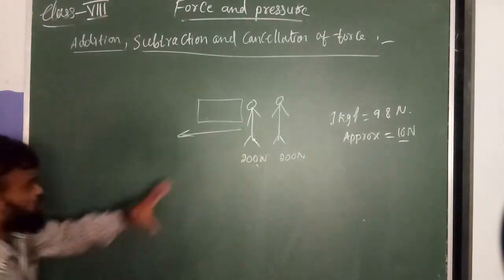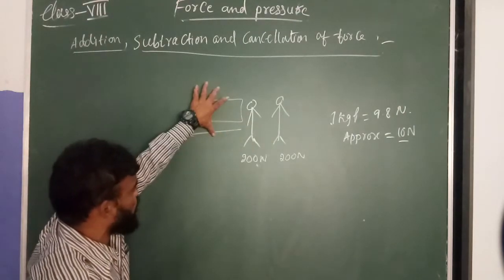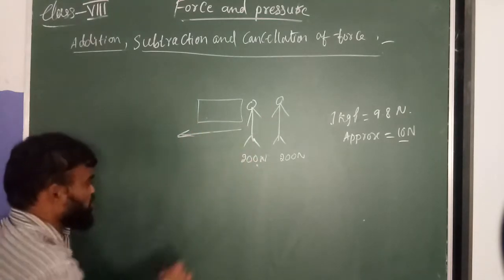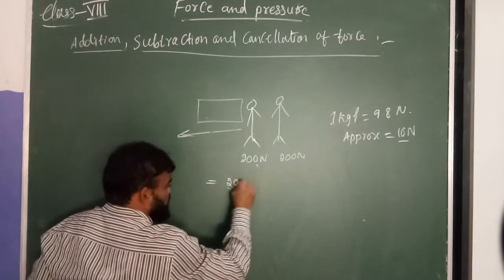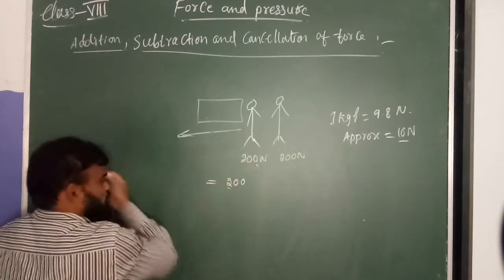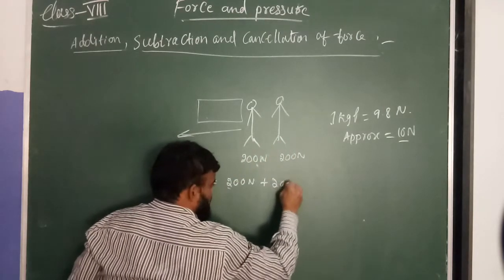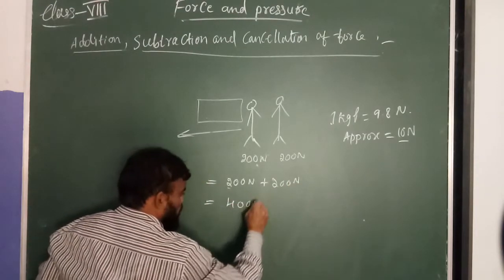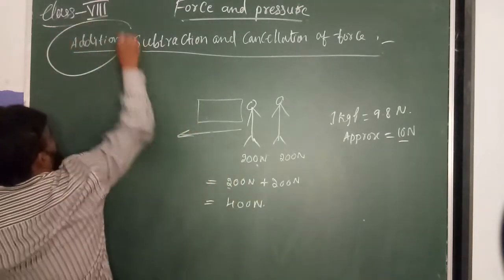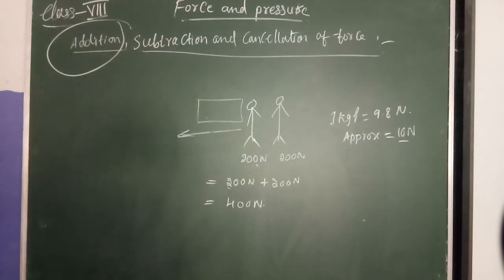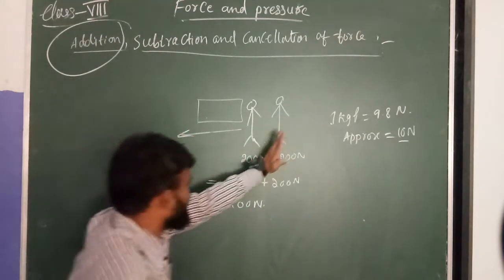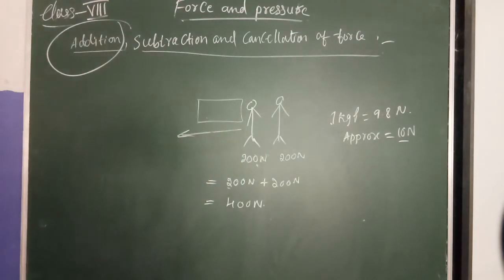According to this, take the container, or assume it as a box. Both persons are applying force on one side only. The first person applies 200 Newton plus the other person's 200 Newton. We should add them: 200 plus 200 is 400 Newton. This is the addition of forces, the first case, where the two persons apply force in the same direction. Understood?